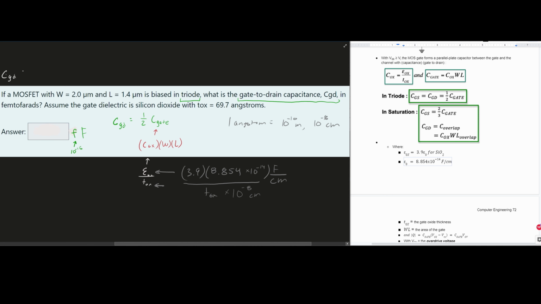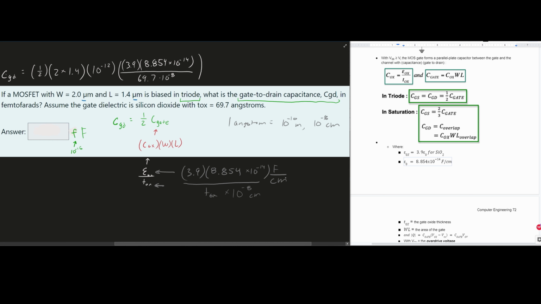So our CGD is going to be equal to, we have this 1/2 out front. We have our W times our L, so we're going to have 2 times 1.4. And then we have these micros. We have this micro here and this micro here. We can combine them together, and if we combine 2 micros together, we're going to get 10 to the negative 12, because each of them is 10 to the negative 6. Next, we are going to have our COX. So our COX is going to be 3.9 times, and this is very important where the units come in, 8.854 times 10 to the negative 14. And this is all over our TOX, which here we have 69.7, and then we have times 10 to the negative 8. So that's for our angstroms.